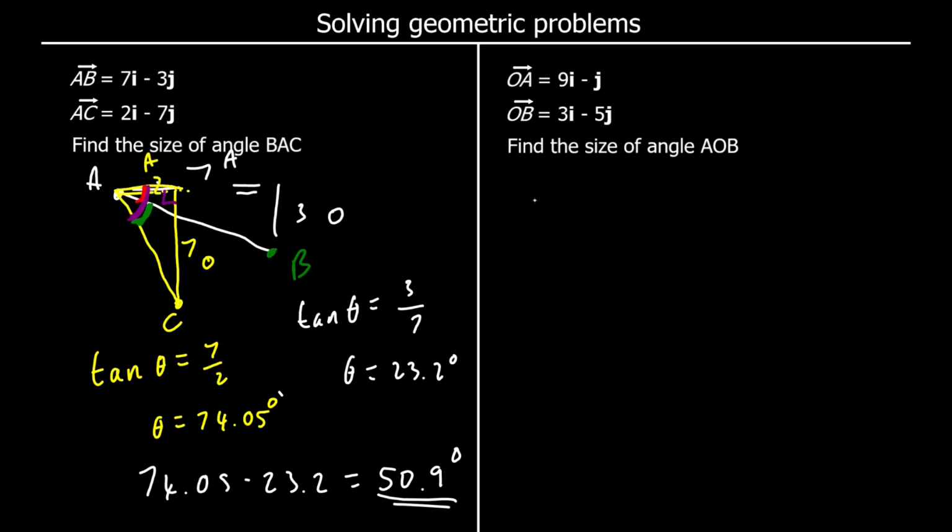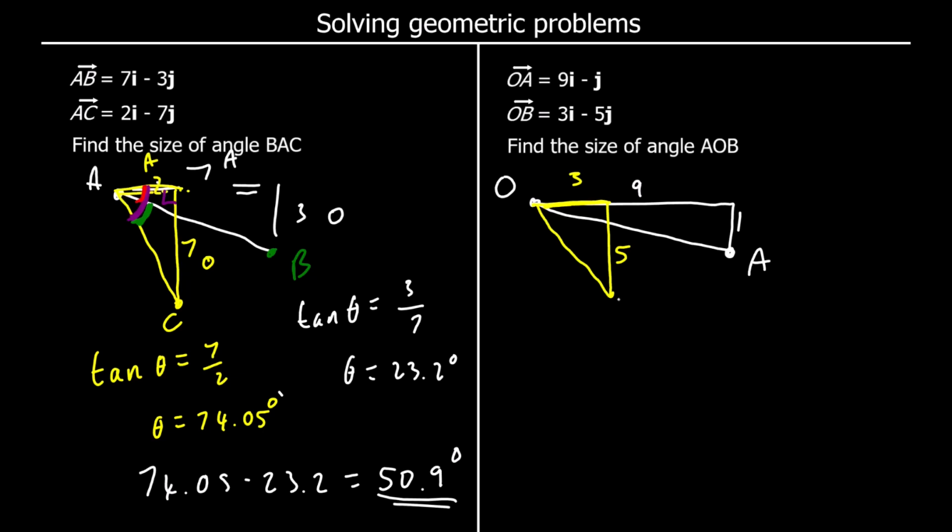So OA is 9i minus j. OB is 3i minus 5j. So we want to work out the size of angle AOB, which is this here. We can work out this yellow angle and take away the white angle, and it will leave us the red angle.